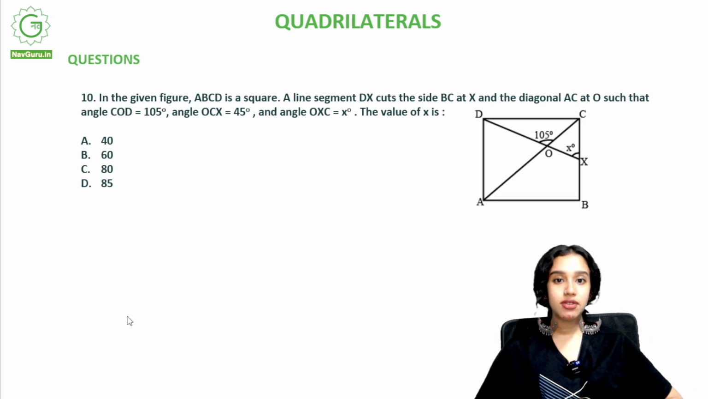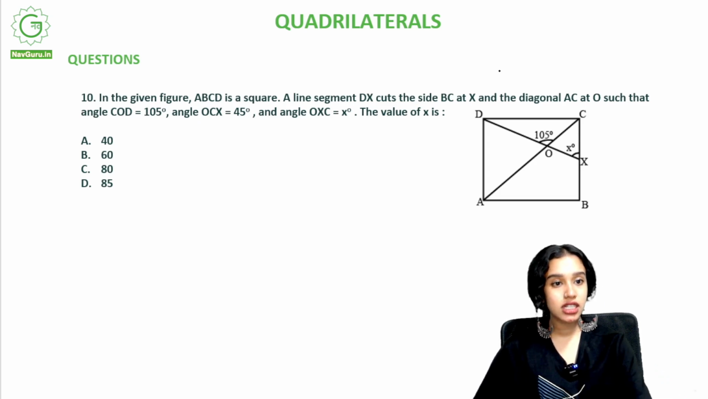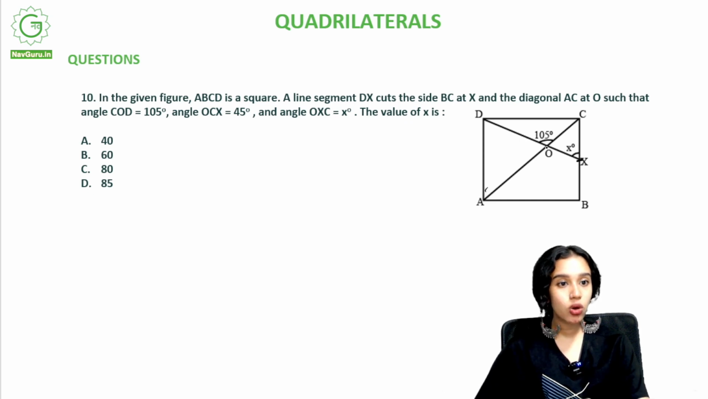Now, in the given figure, ABCD is a square. A line segment DX cuts the side BC at X, right? And the diagonal AC at O such that the angle COD is 15 degrees and angle OCX is 45 degrees, right? We have to find the angle X.